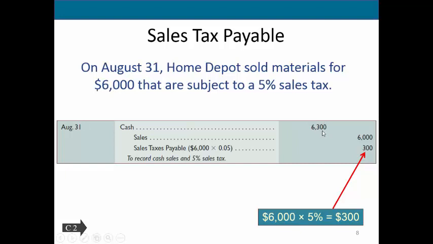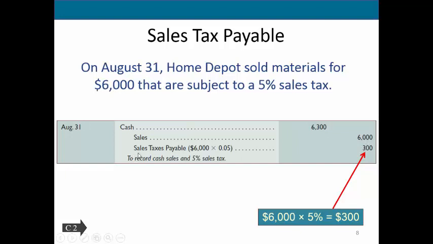Instead, this is money that Home Depot has collected from their customer, and they have collected it based on the understanding that while that money is in their hands, they are liable, meaning that they have the obligation to remit this money to the government on behalf of the customer. So they have sales of $6,000, and then they have a liability.